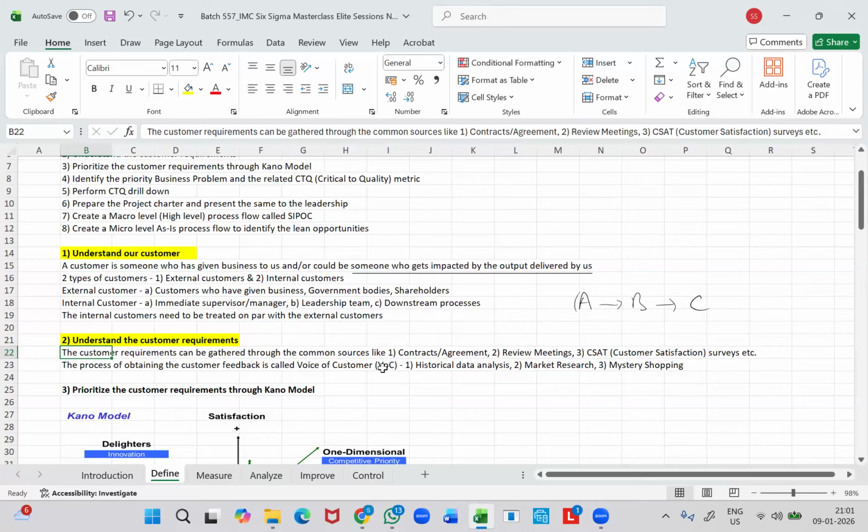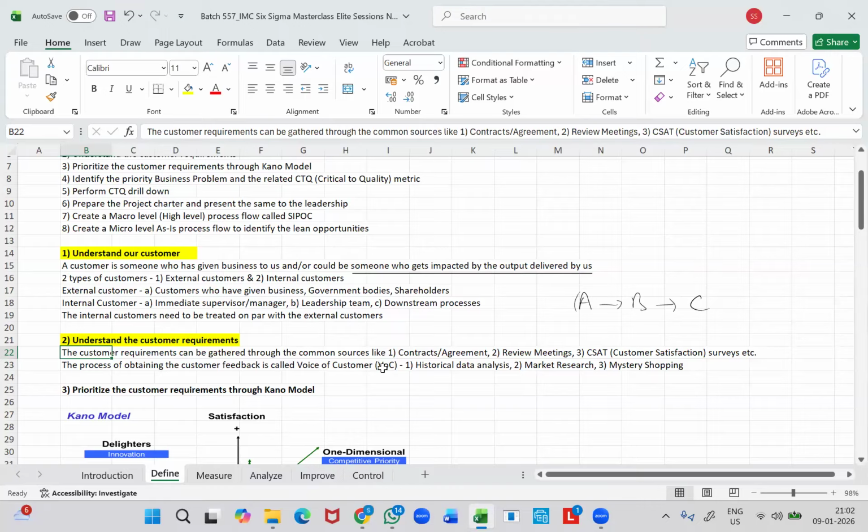So that would be detailed as the list of clauses in these contracts or agreements. So the service provider team or the manufacturing team can actually look at the contracts or agreements and understand what the customer is actually expecting from them. Then the review meetings that we will have with our customers on a periodical basis is another source of gathering information about the customer requirement.